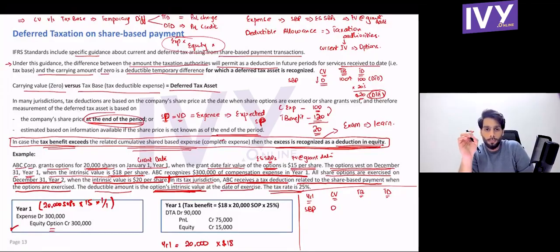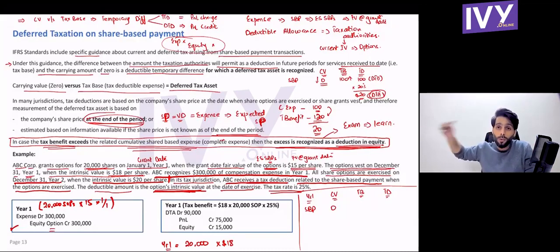Now some of you might argue, sir, wait. It's clearly mentioned in the question that in year 2, when the people actually exercise their options, the intrinsic value actually was $20. Sir, why are you taking $18 when you are doing this calculation? Oh my students, just use your brains. The $20 price was in year 2. How would we know that in year 1? Your examiner is trying to confuse you.